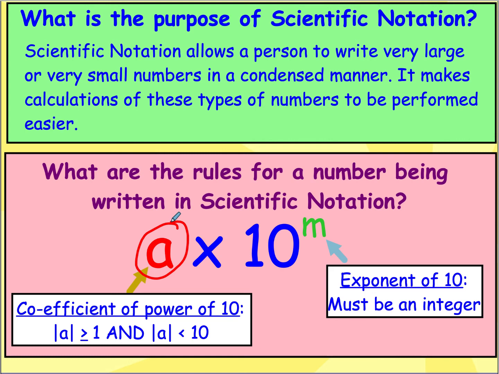The second part of scientific notation is a number with the power of 10. The exponent on it has to be an integer. So it could be negative, it could be positive, it could be 0. It has to be an integer, so you can't have an exponent that's, for example, 1.5, because that is not an integer. But you can have an exponent that's 1, you can have an exponent that's -1,000, you can have an exponent that's 888, but it has to be an integer.